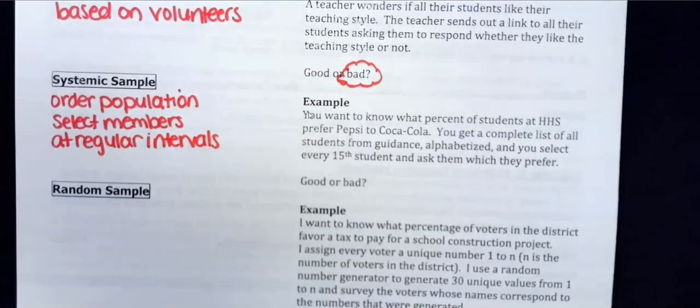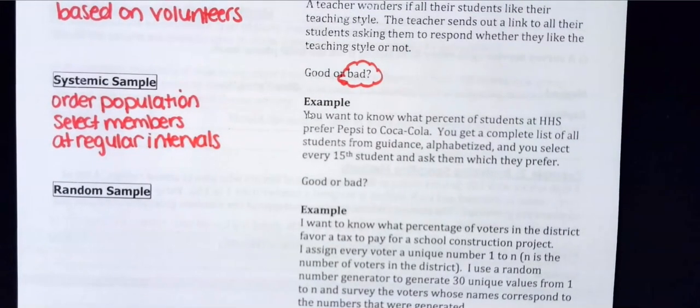So the regular intervals, they'd be looking at the list and they select every 15th person. Or maybe they say, oh, we select every 3rd person or every 5th person or something like that. But you're selecting them in some way at a regular interval.